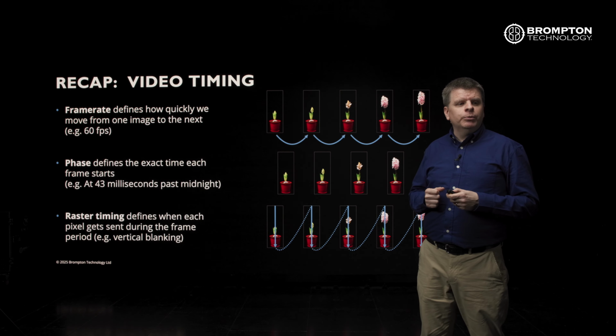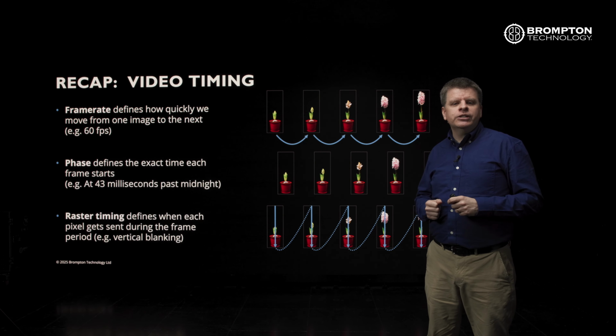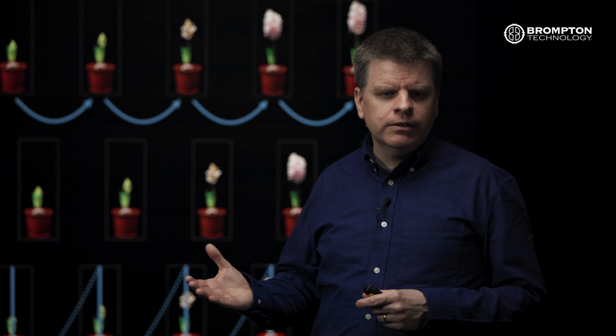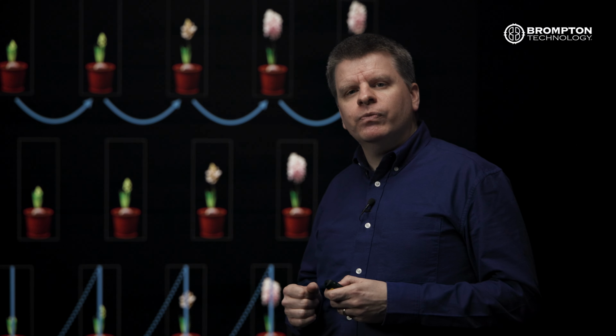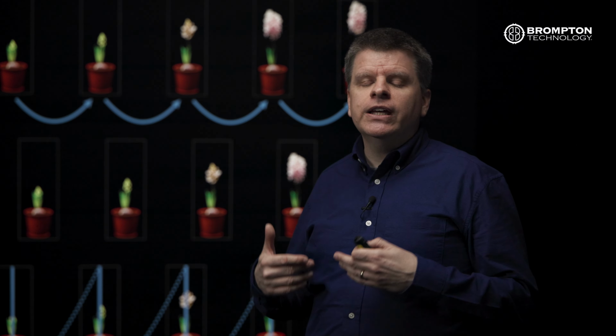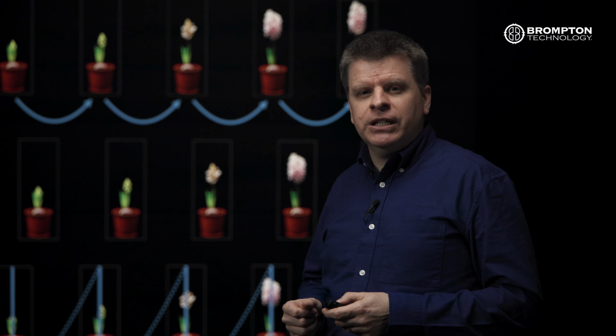So let's just recap for a moment. When we're talking about video timing, there are three aspects that we need to be aware of. There's frame rate, how quickly the frames advance. There is phase, the exact time when each frame should be displayed. And then there's raster timing. So within a frame, at what point are we sending particular pixels?